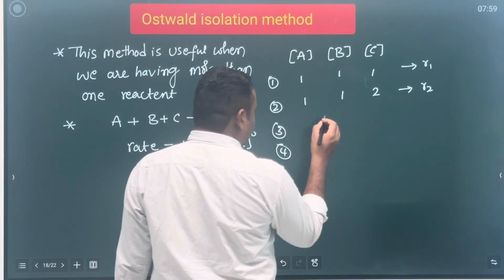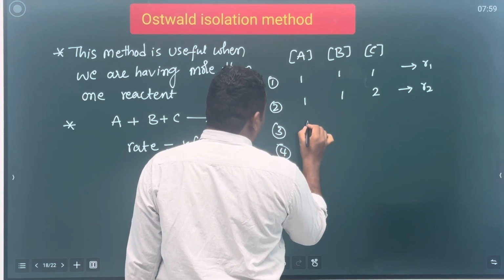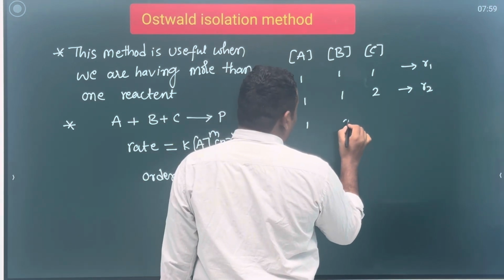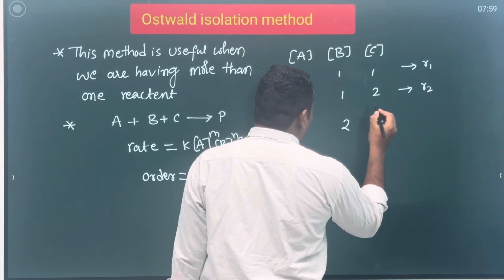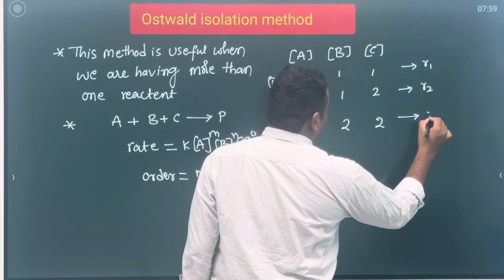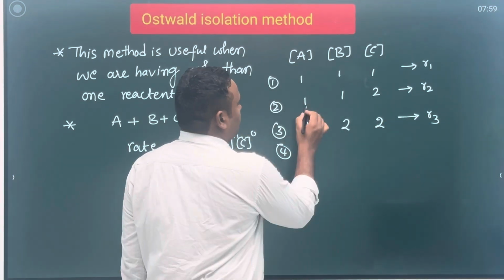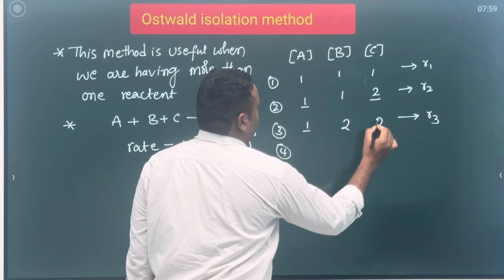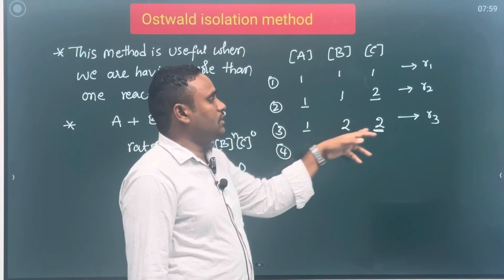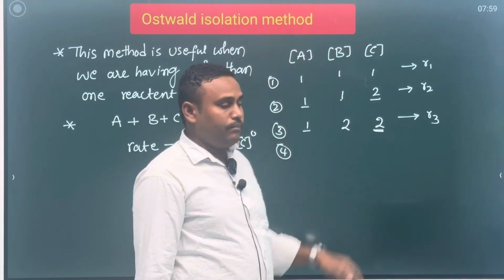And in the next experiment what I will do, I will keep the concentration of A constant, 1 and it is 2 and it is also 2, like that I will take. So when you compare here, what I consider rate is R3. When I compare 2 and 3, concentration of A is constant and concentration of C is also constant, but concentration of B is doubled. So now if I compare the R2 and R3, I will get the rate with respect to B.